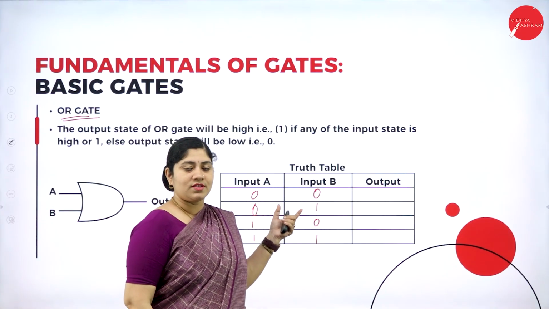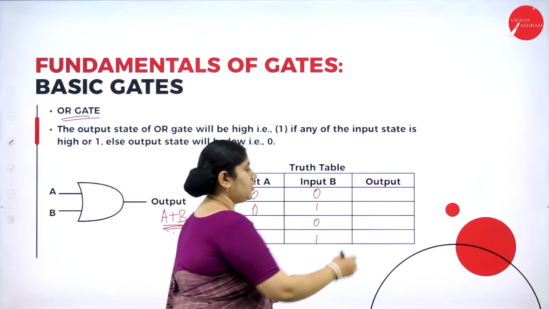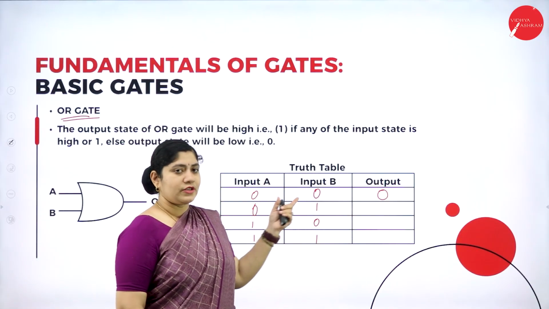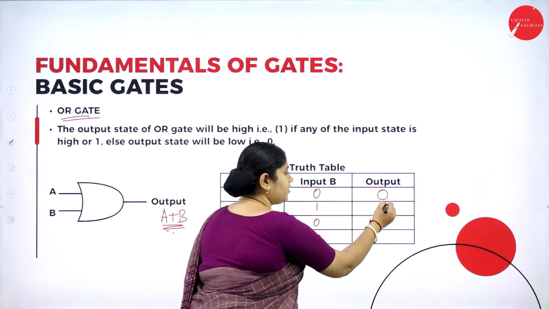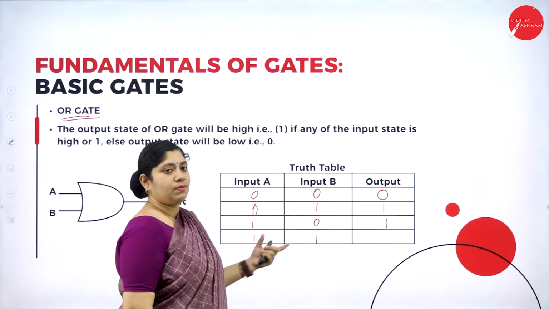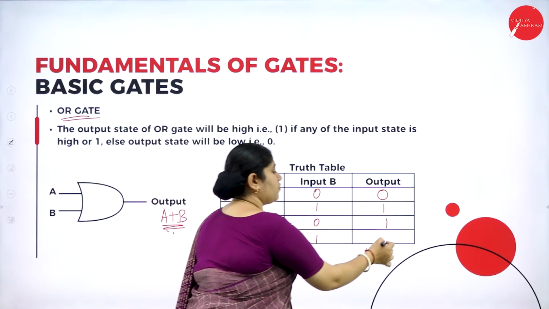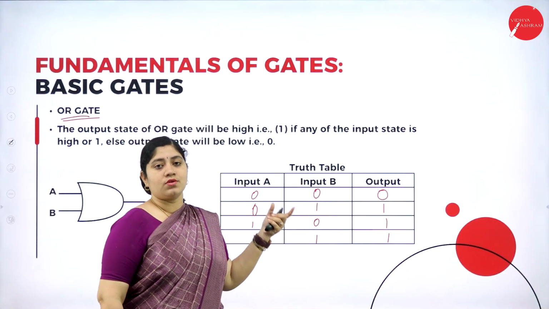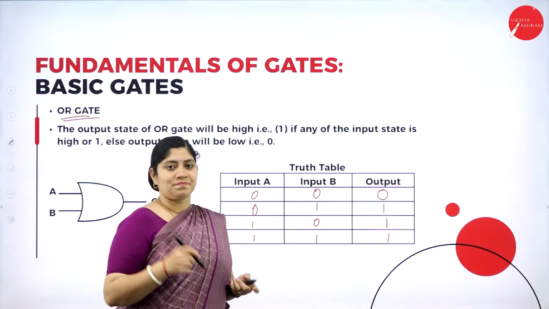Alright, so now let's start adding. 0 plus 0 is 0. Alright, 0 plus 1, what is it? 1, correct? 1 plus 0, again it's a 1. Done. 1 plus 1 even gives us a value of 1. So this is the truth table of an OR gate.